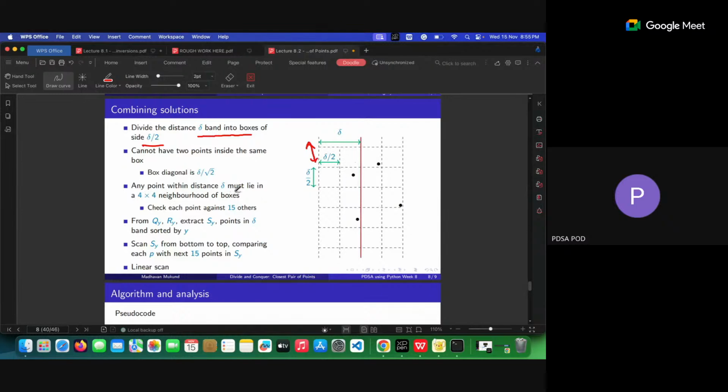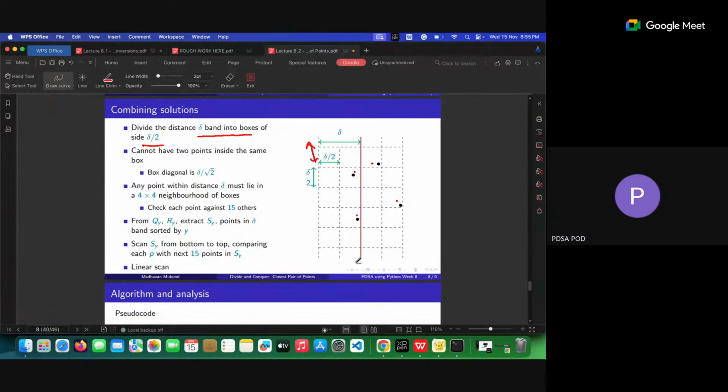So any point within lambda must lie in the 4x4 neighborhood box only. So you can find only 1 point. We don't find more than 1 point within this lambda. So that's sure. In this, we try to find out from qy and ry, extract sy, the points in the lambda band sorted by y, so that we find which one is the smaller distance. Comparatively, this y and this y, which is shorter, and this one and this one, which is shorter. Whichever is shorter is going to be combined.